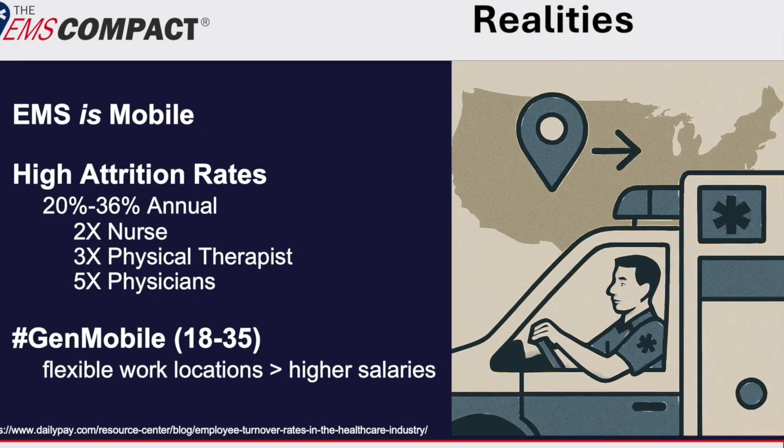We also know that the average age of EMS clinicians right now in the United States is somewhere between 34 and 35 years old. Well, that's very low compared to our colleagues in other medical professions. Well, this generation is what some would refer to as the Gen Mobile generation. Basically, we know that 35 and under, and many of you are probably in that category, this generation prefers flexible work locations. They want to be able to see the world and travel. And they will choose that even over higher salaries. So mobility is very, very important.